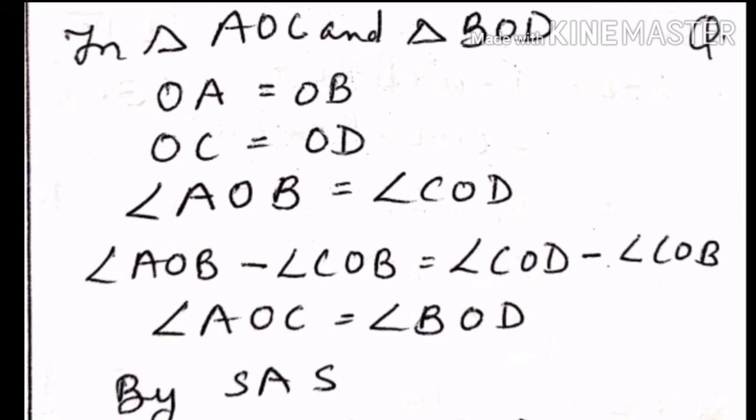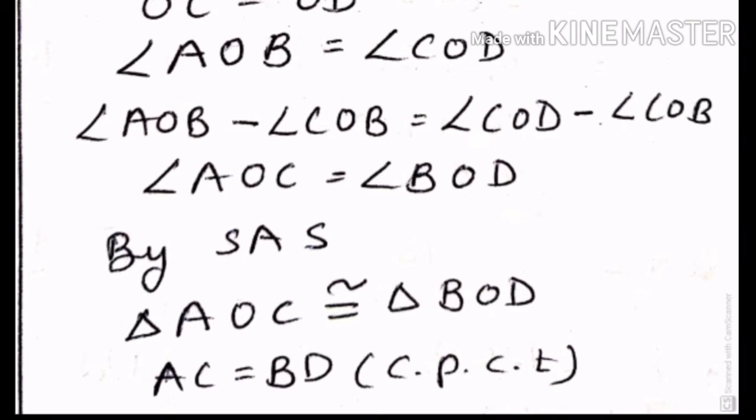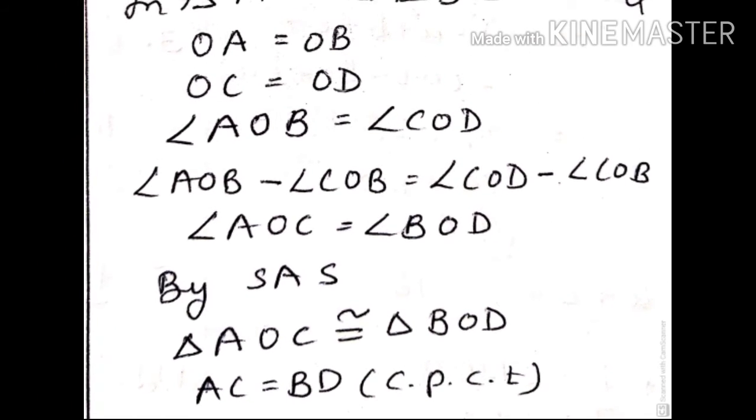So now you see that is side-angle-side type of congruency. We can show triangle AOC is congruent to triangle BOD. And students, once we show that they are congruent, we can show any of the sides or angles equal by corresponding parts of congruent triangles. So AC is equal to BD by CPCT. So here we completed our question number 5. So we move on to question number 6.